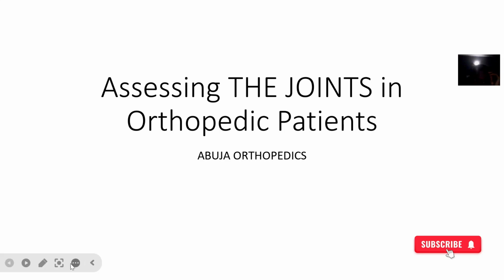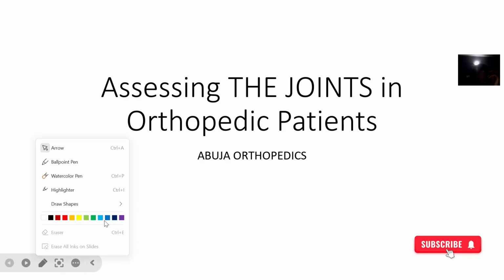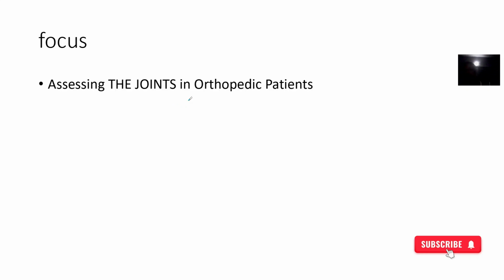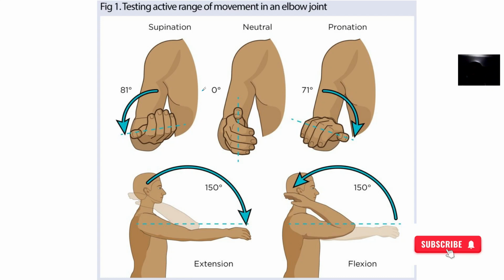Okay, so we want to look at the step-by-step approach to trying to assess the joint in an orthopedic patient. So a patient comes around and he has issues with his joints. I'm trying to approach this step-by-step, assessing the joint so that I can pinpoint if there's indeed an issue in the joint, and if there's an issue, which type of issue.